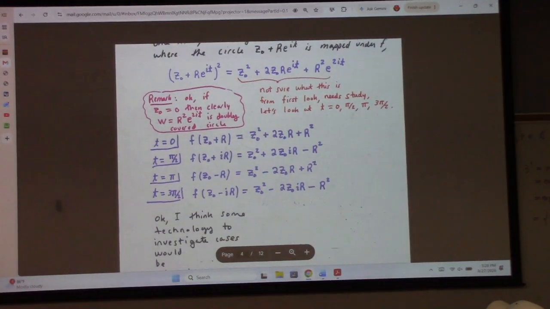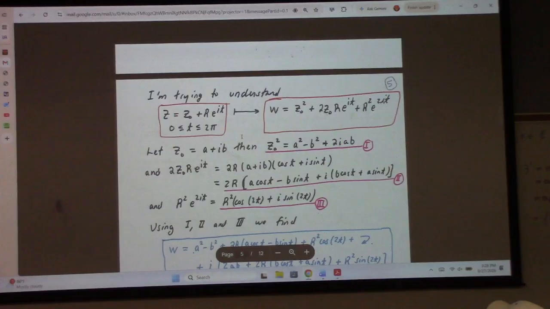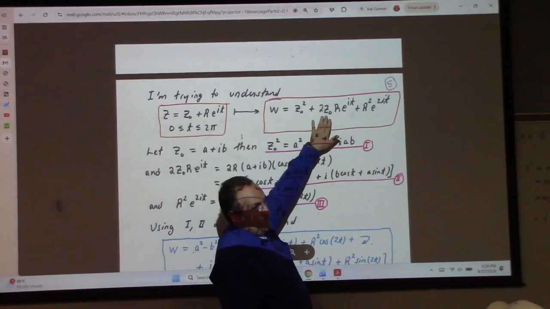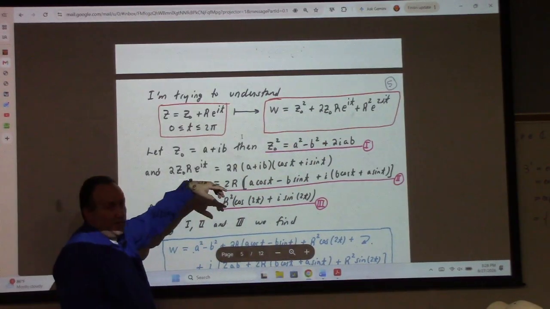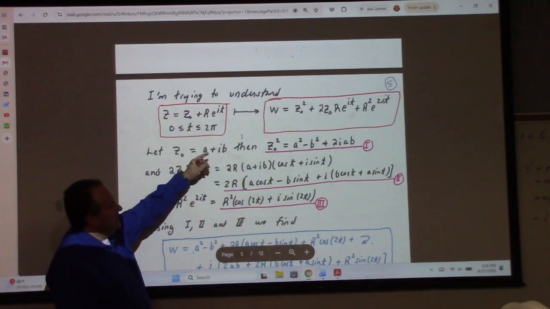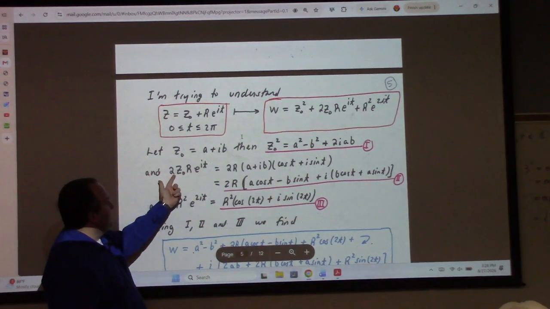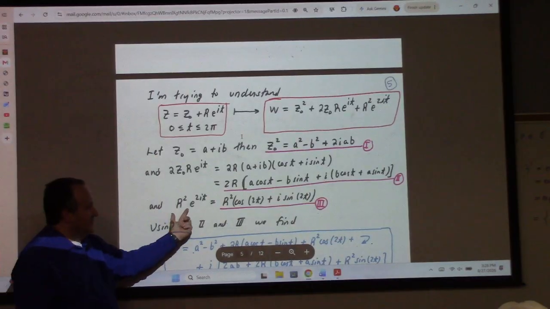So in order to use the technology, I first have to set it up. I'm trying to understand how we map a circle under the square map. So this maps to that. But in order to understand it, I must break it into real things if I'm going to use Desmos. So I say z naught is a plus ib. z naught squared gives me that. 2 z naught re to the it gives me that. And likewise, re to the 2it gives me that.